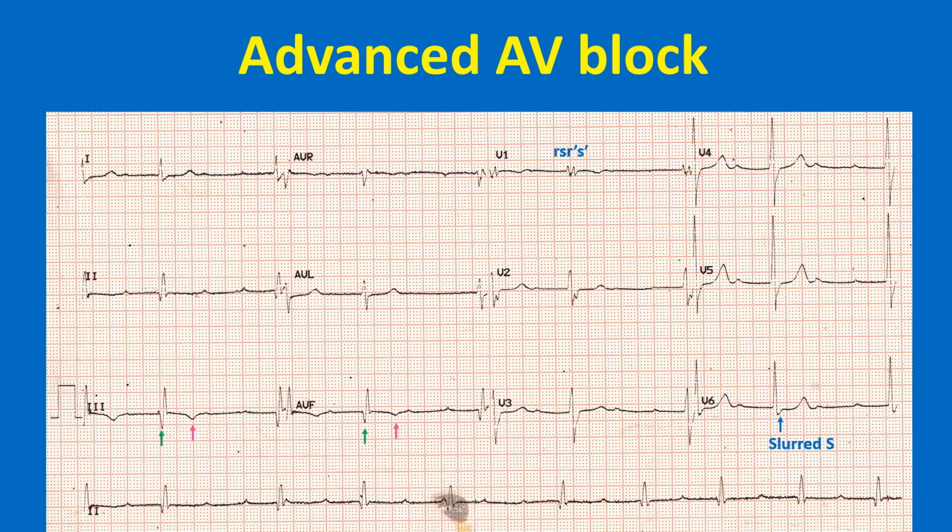QRS complex is wide with RSR' pattern in V1 and slurred S waves in lateral leads, indicating right bundle branch block. Q waves and T inversions are noted in inferior leads. In the setting of inferior wall infarction, as evidenced by Q and T inversion in inferior leads, though suprahisian type of block, that is type 1 block, is more likely, presence of RBBB would indicate a type 2 AV block. Intracardiac electrophysiology study is needed in this case to delineate the exact mechanism of block.